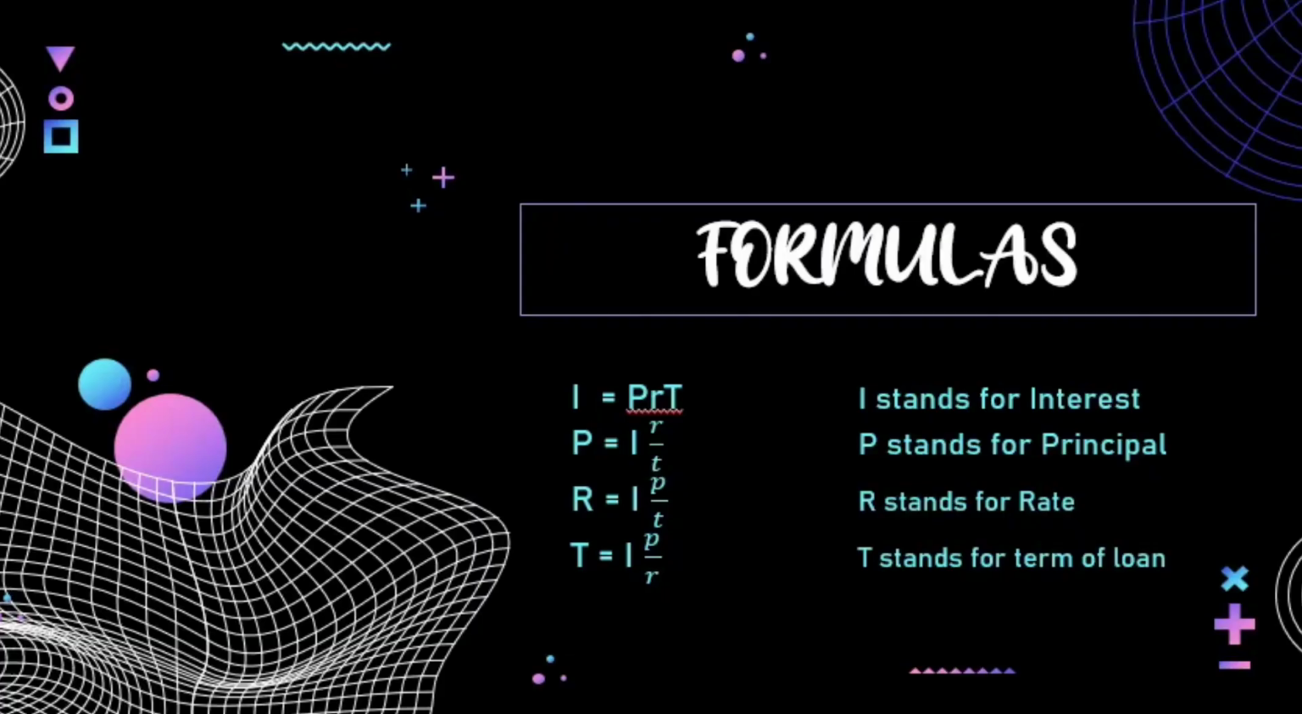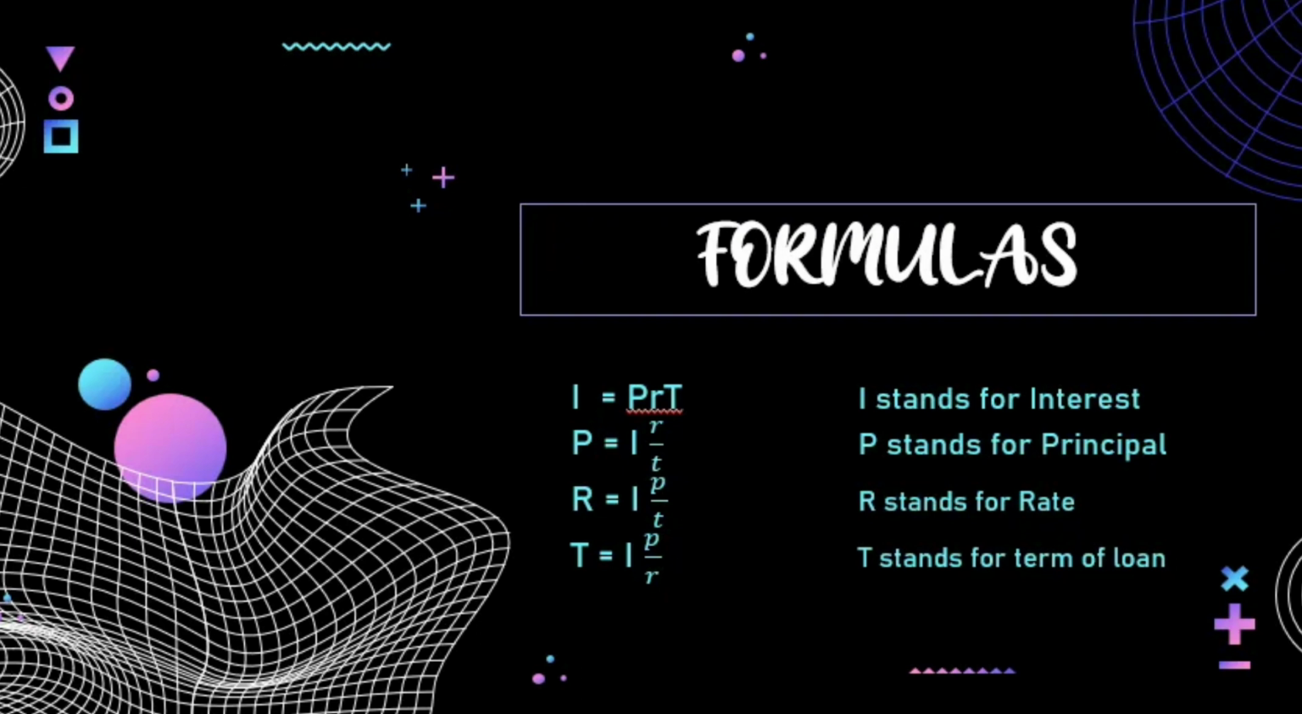Now, how do we calculate simple interest? We can do it by using these formulas. As we can see, I stands for interest, P stands for principal, R stands for rate, and T stands for term of loan. We can translate the formulas as: interest equals principal amount multiplied by rate multiplied by term of loan.